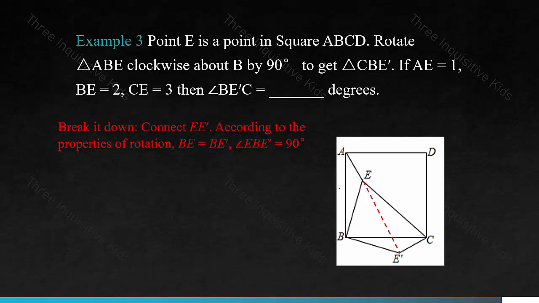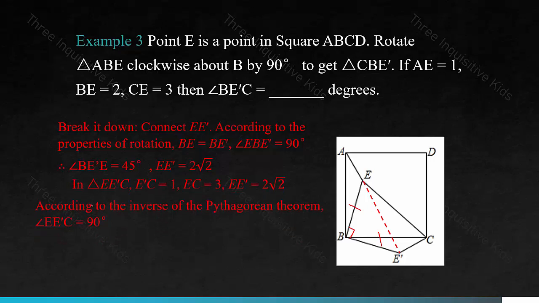In this case, you had to add auxiliary lines to help you out. We first connect E and E prime. According to the properties of rotation we just learned, BE equals BE prime. Angle BE prime E equals 45 degrees. And using the Pythagorean theorem, we can find that EE prime equals the arithmetic square root of 2. So then according to the inverse of the Pythagorean theorem, angle E prime C would equal 90 degrees. Therefore, angle BE prime C, the angle we're trying to find, equals 135 degrees.